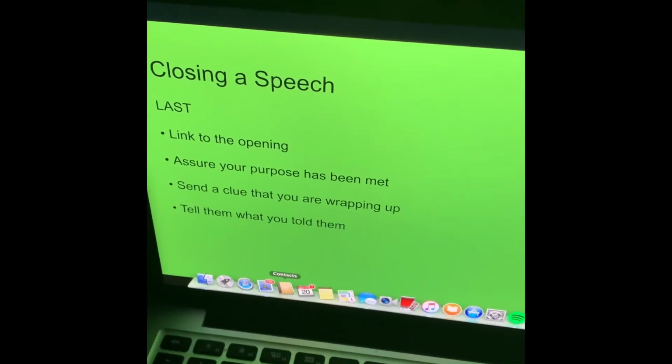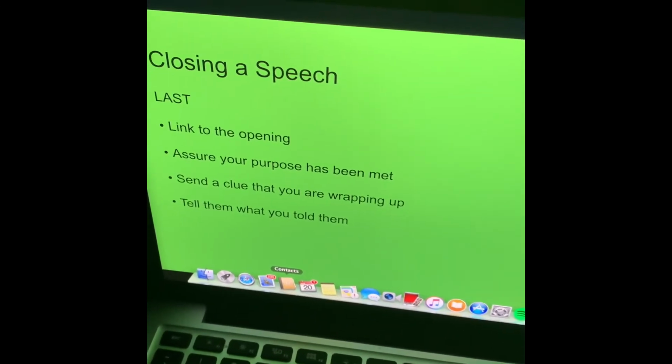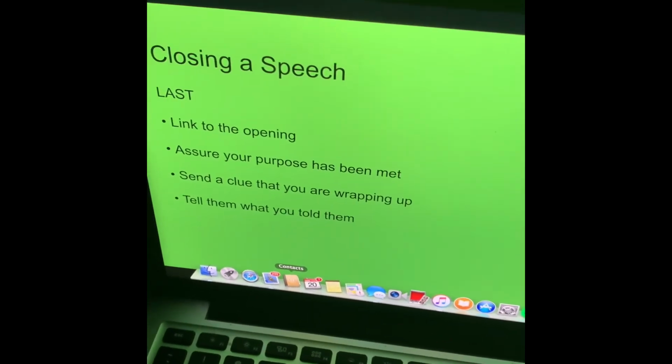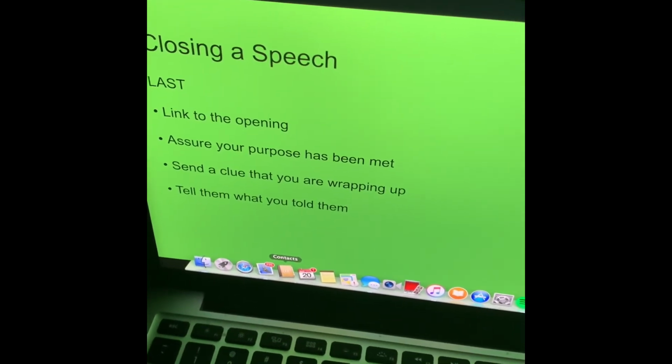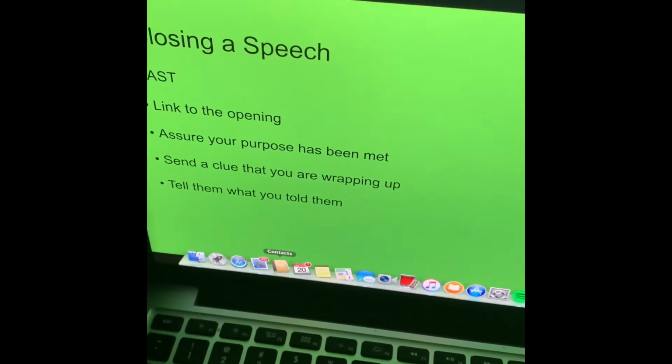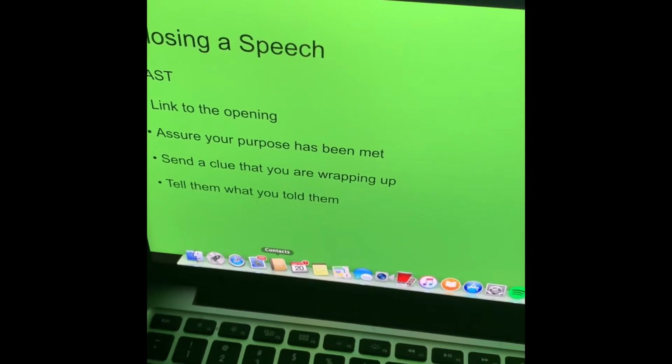When you have reached the end of your speech, you want to close it out in a proper fashion. In order to finish your speech on a good note, you want to make sure that you've accomplished that goal that you stated at the beginning of the speech. In this case, the goal was to inform the audience on how to deliver and prepare a speech properly. The best way to make sure you successfully closed out a speech is by using LAST.